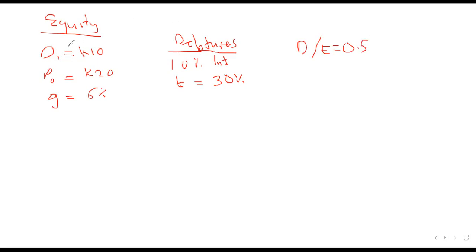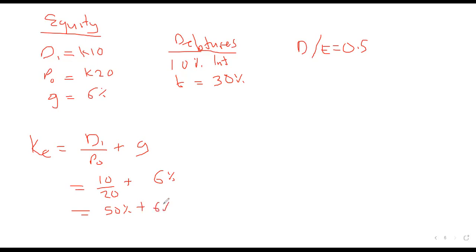In this case, we're going to use what is called Gordon's method to evaluate equity. So using Gordon's method, equity is given by D1 over P0 plus the growth. So D1 is 10 over 20, which is 50%, half, plus 6%. We get 56%. That's the cost of equity.